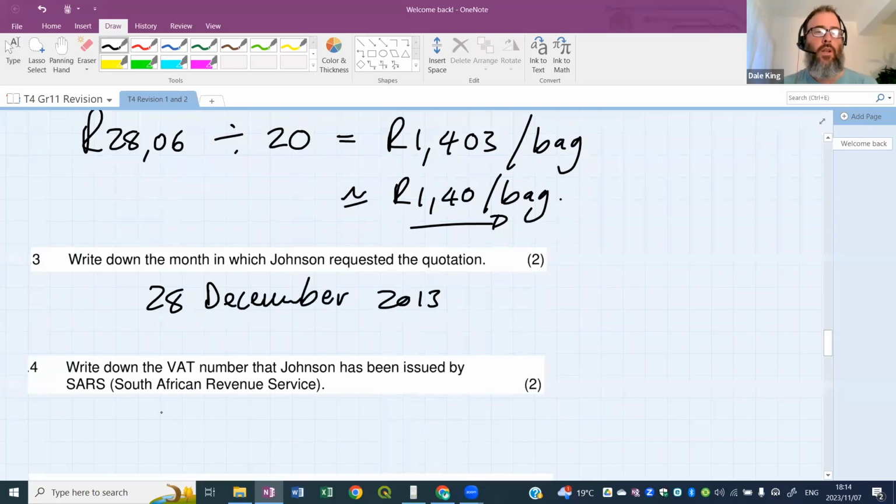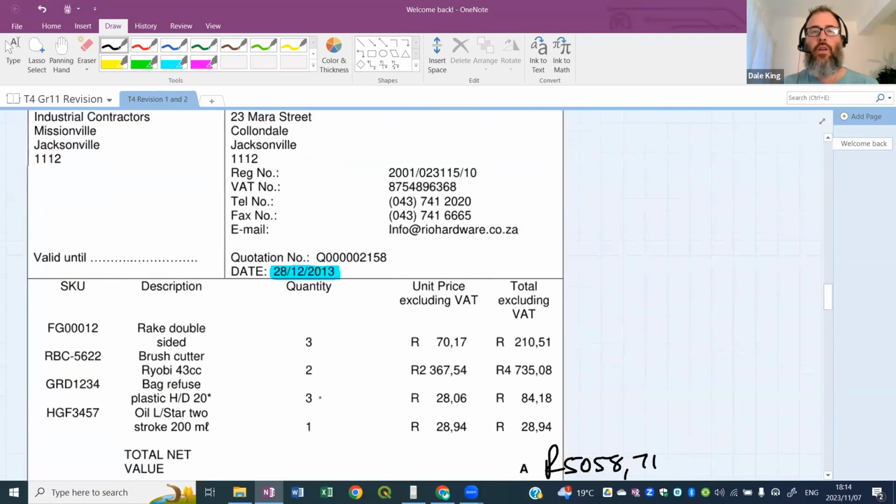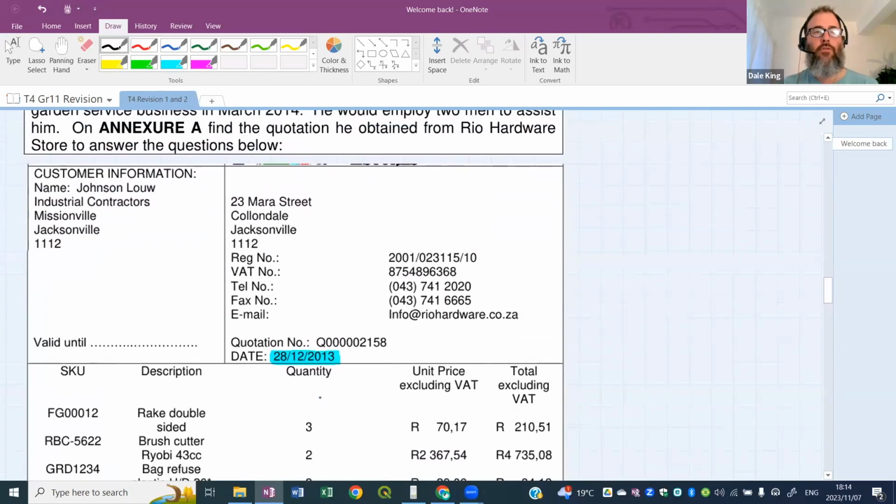2013. Good. Number 4, write down the VAT number that Johnson has been issued by SARS. All right, so when you own a company, your company will get a VAT number.